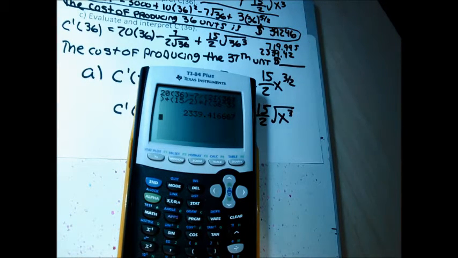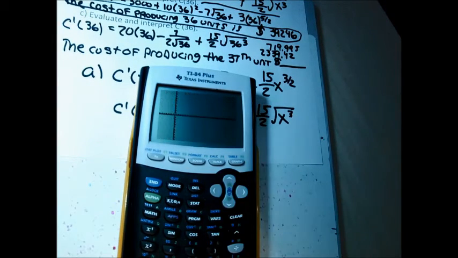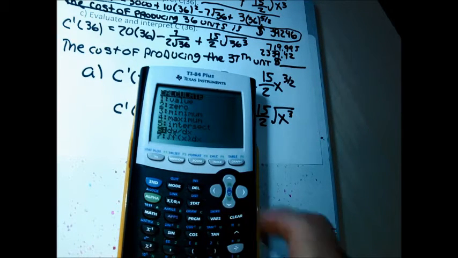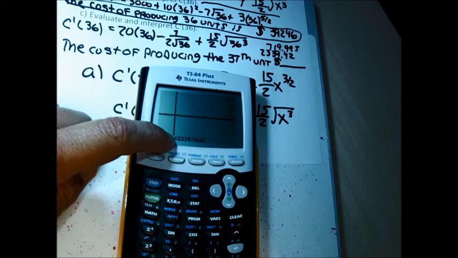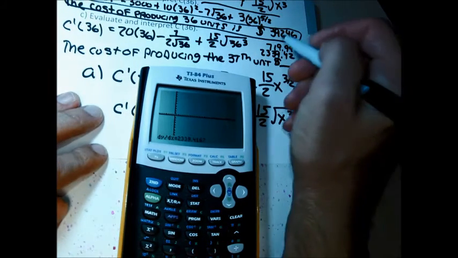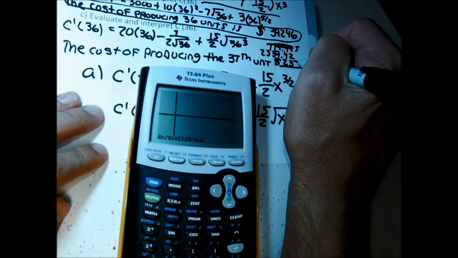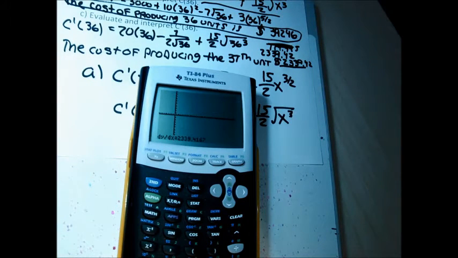The better way to plug a number into the derivative is to get your y equals in there, get a graph, and then do second calc, go down to option 6, dy dx, and type the number 36 in because I'm looking for 36 units. And this was the correct one. The first one I forgot a parentheses. So I don't like using the main screen to evaluate the original functions or the derivatives. Once the functions start getting complicated, it's just so hard to do from the main screen, but so easy to do from the graphing screen.